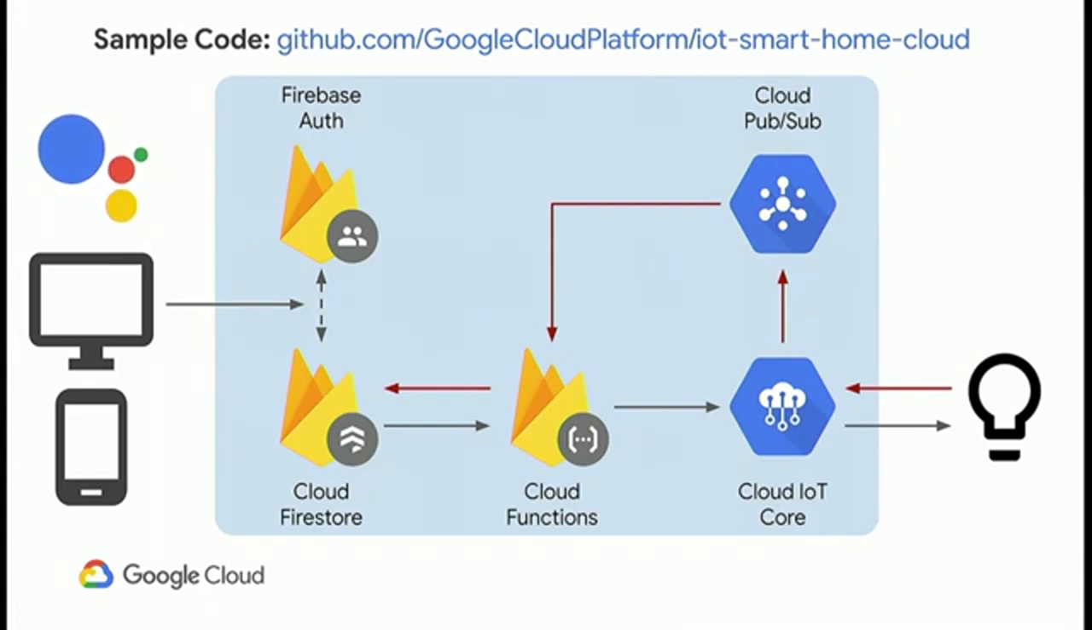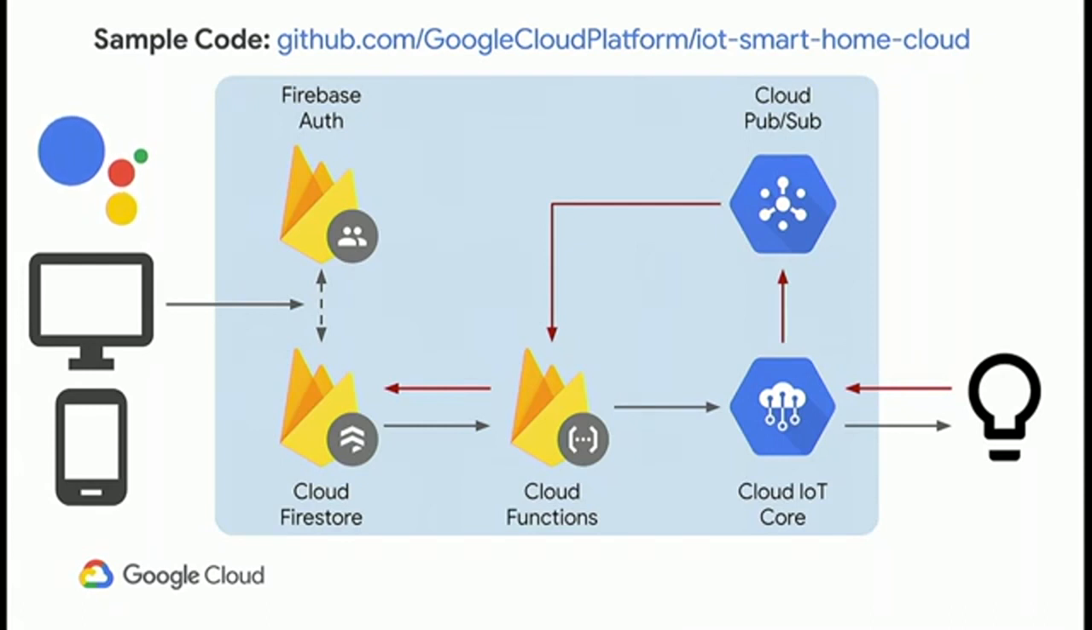Now, in this example, devices report their current state through IoT Core, which then bridges that data into PubSub and through to Cloud Firestore. Using Firebase authentication and Firestore, we can build client applications that expose that data directly to users for device management. And then users have the ability to control their devices, and they do that by updating the data in Firestore, which then triggers commands back to the devices through IoT Core.